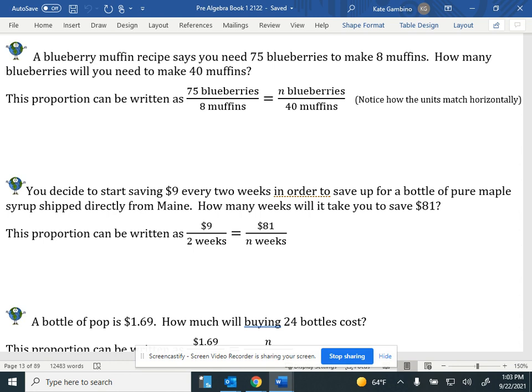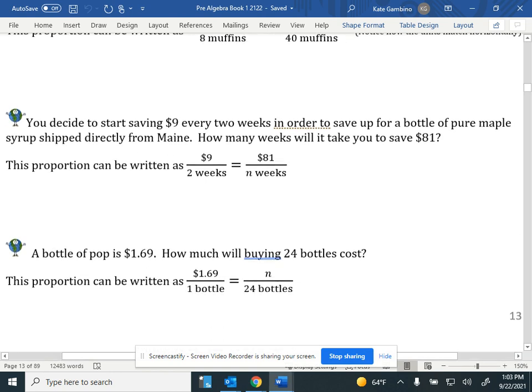Notice how the units match horizontally. So if we have blueberries on the top here, we need blueberries on the top here. If you have muffins in the denominator, you need muffins in the denominator. So your numerator and denominator need to have, going across to your equivalent fractions, going across to the proportion, matching labels, matching measurements. So that we can figure out because it's already written in. So you're going to find out how many blueberries that is.